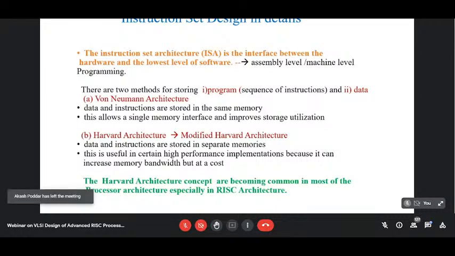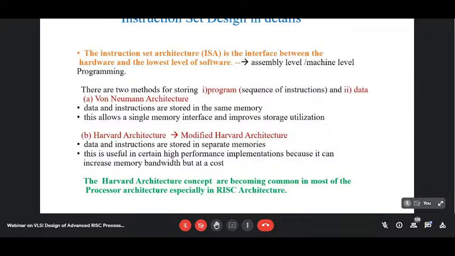Broadly, you can classify them as von Neumann architecture and Harvard architecture. In von Neumann architecture, instructions and data are stored in the same memory. There is no demarcation. Instructions, basically the program, which is a sequence of instructions, will be stored in the memory, and data will also be stored in the same memory. So it allows a single memory interface and improves storage utilization. It will be cost effective.